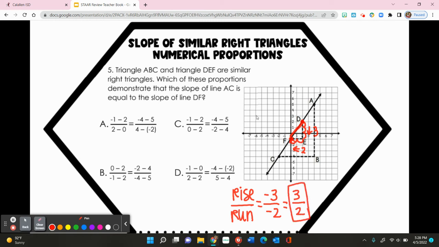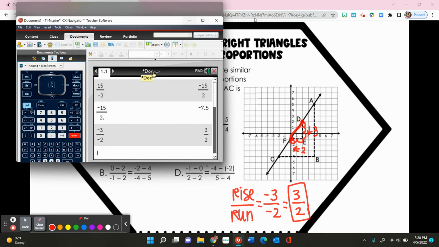So now we're going to go and check our proportions to see which one has the correct proportion. So looking at A, what we want to do is put one side of the equal sign into our calculator. If it returns back to us as our slope, then we will check the other side. So let's go ahead and check out A.